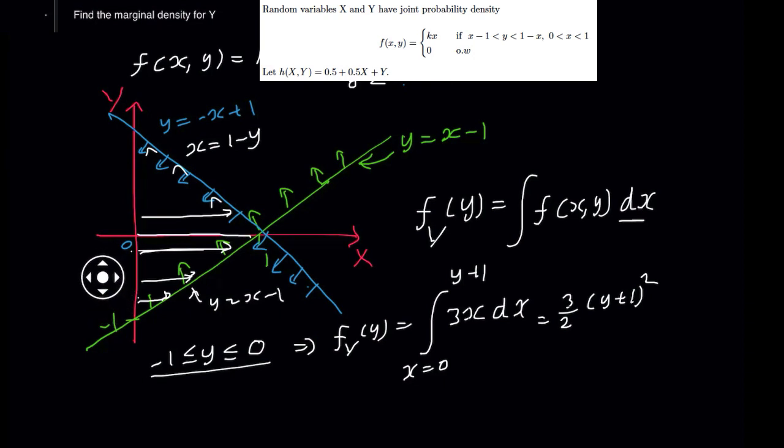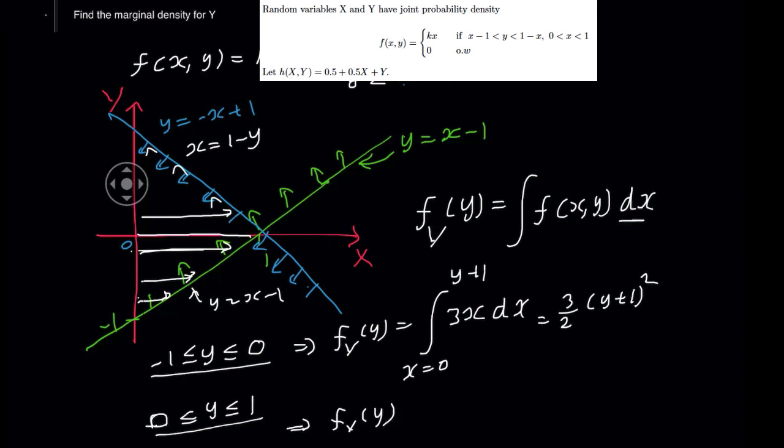Now we need to find the other region too. It is y from here to here, right? It means y changes from 0 to 1. How do we find it for this case? Again f_Y(y). Here you see x changes from 0 to the blue line. So what is the blue line? x equals 1 minus y. Therefore, x equals 0 to 1 minus y of 3x dx. So this is 3/2 (1 minus y) to the power 2.